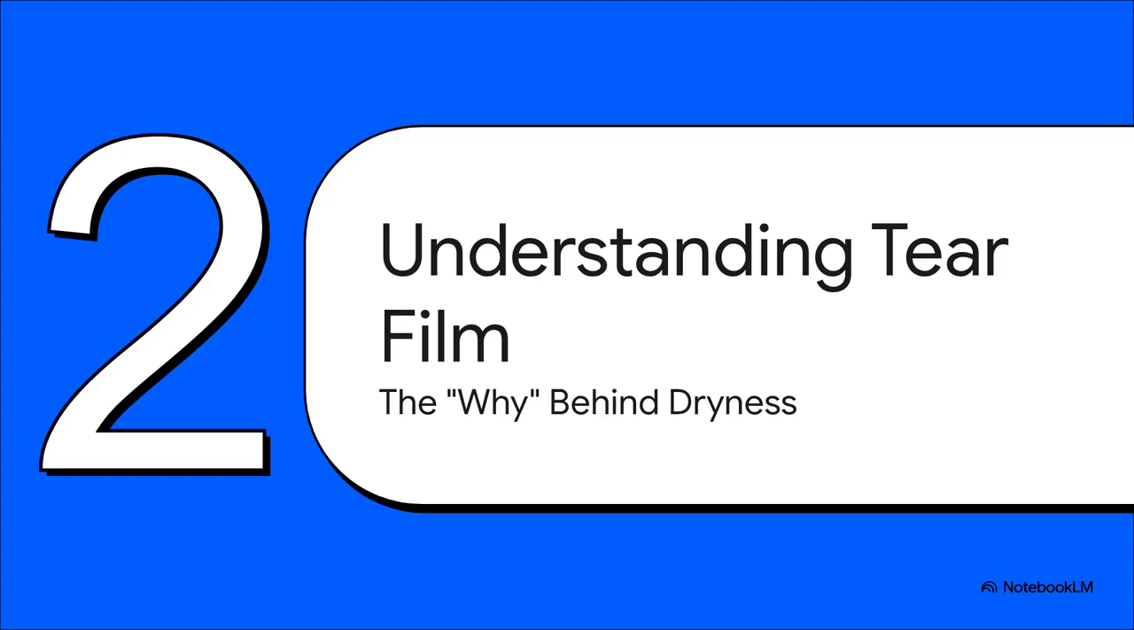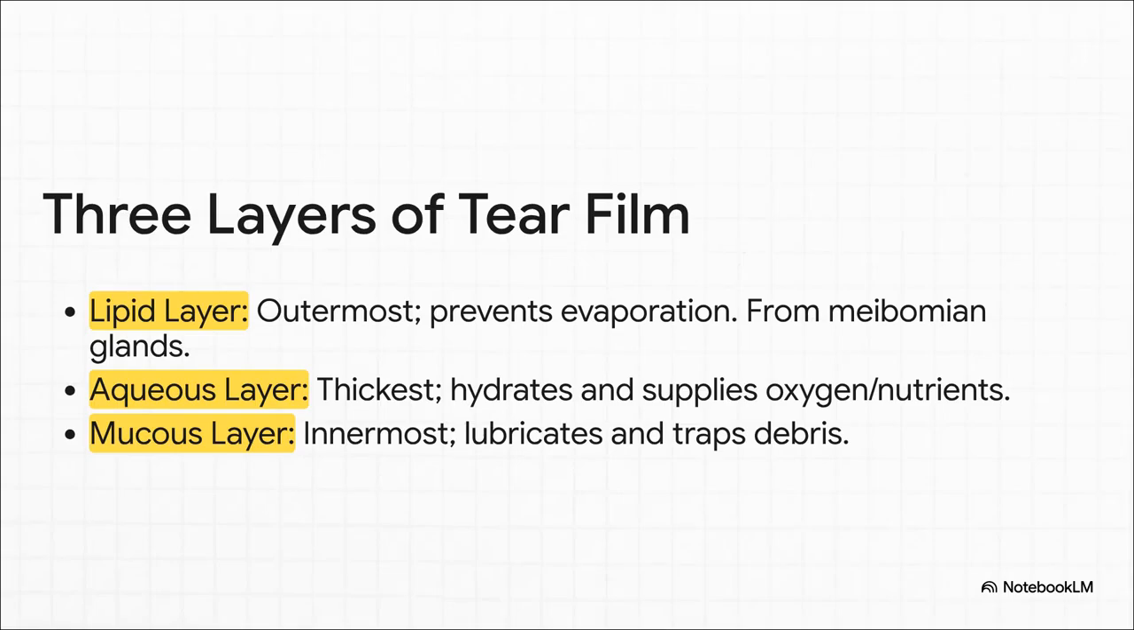Okay, so that's the what. Now let's get into the why. Because to really manage dry eye, we have to understand the structure that's failing, right? And that all comes down to the tear film itself. You know, the tear film isn't just water. It's this incredibly sophisticated 3-layer structure.